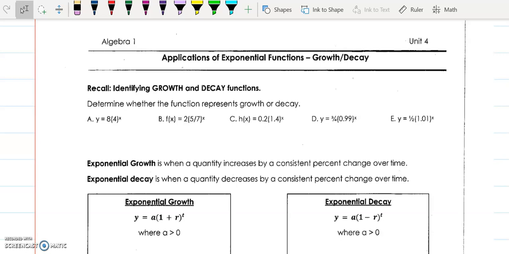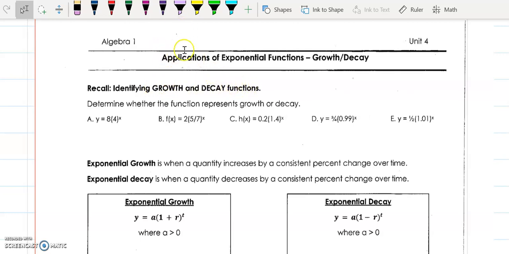Today we're going to be working on applications of exponential functions. These are real-world scenarios where exponential functions apply. So the first thing we're going to do is practice identifying growth and decay functions. And you can see on your page you have some examples of growth and decay functions.